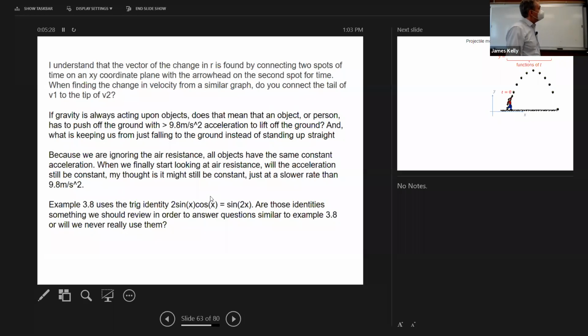When we finally start looking at air resistance, will the acceleration still be constant? My thought is it might be constant, just at a slower rate than 9.8 meters per second squared. That would be nice, but it's not true, and that's because air resistance is sort of a strange force where it hardly pushes on an object at all when it's moving slowly, but the faster it goes, the bigger the force gets.